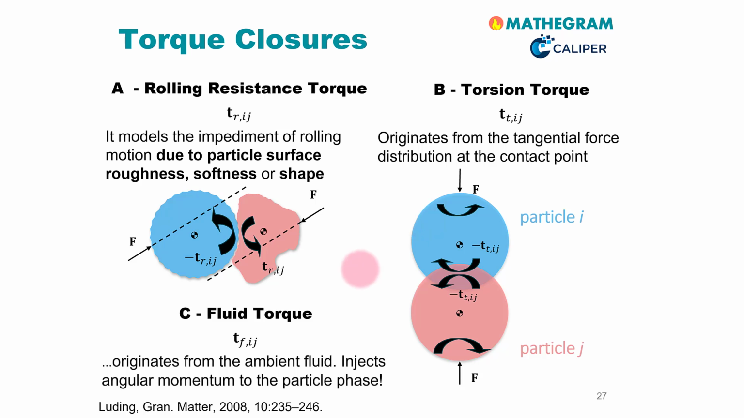The third type of torques we should consider is the so-called fluid torque. This torque originates from the ambient fluid because, for example, we rotate the particle against the fluid. In contrast to the other two torque types, fluid torque is actually changing the angular momentum of the particle phase. And the reason for this is very simple. Momentum is transferred from the fluid phase to the particle phase.